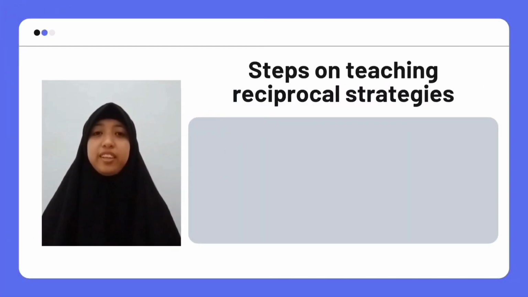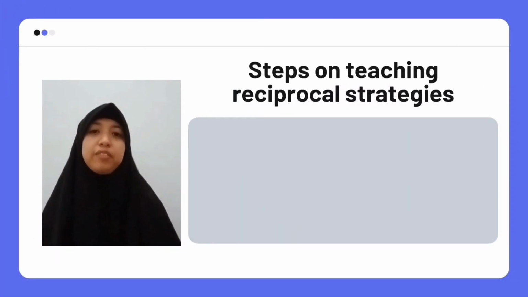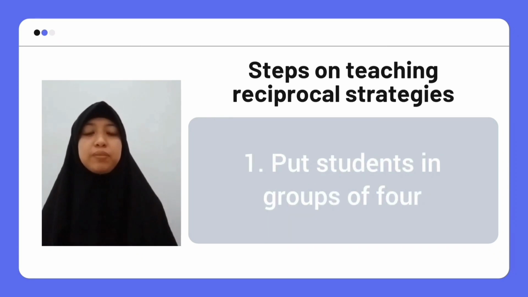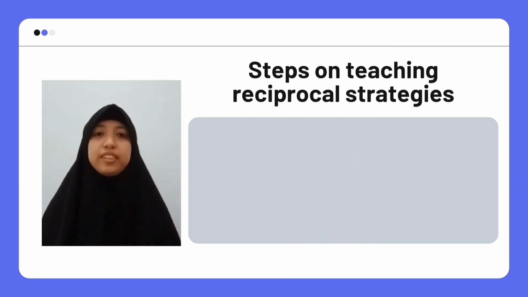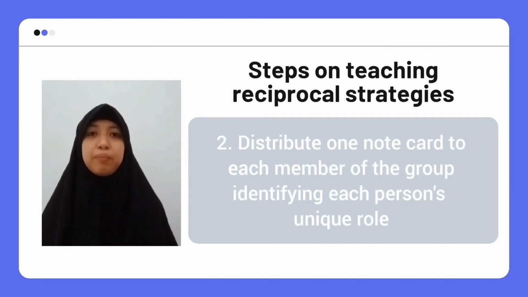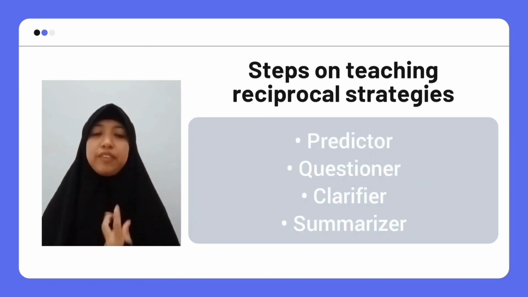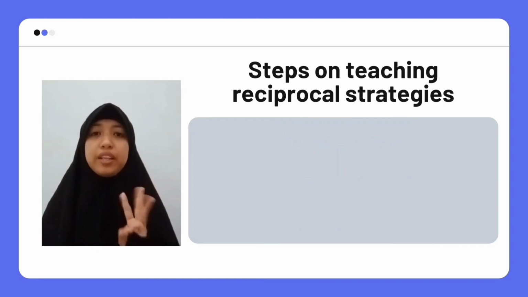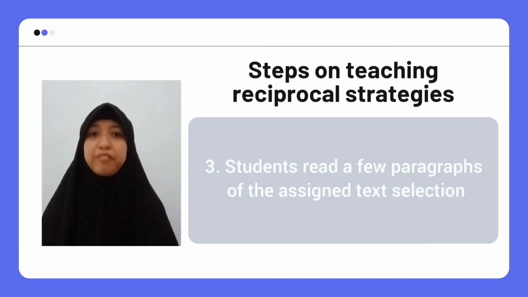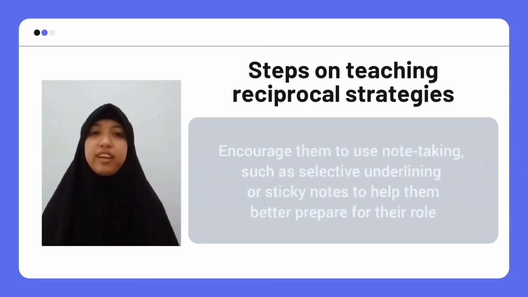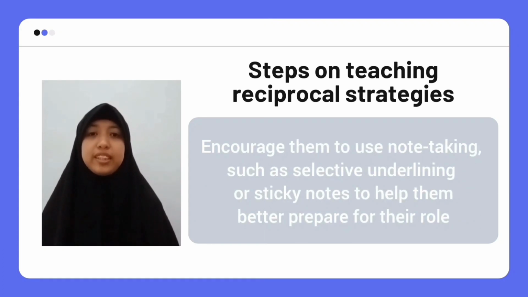Steps on teaching reciprocal strategies consist of the following. The first one, put students in groups of 4. The second one, distribute one note card to each member of the group identifying each person's unique role. They are predictor, questioner, clarifier, and summarizer. The third one, have students read a few paragraphs of the assigned text selection. Encourage them to use note-taking strategies such as selective underlining or sticky notes to help them better prepare for their role in the discussion.